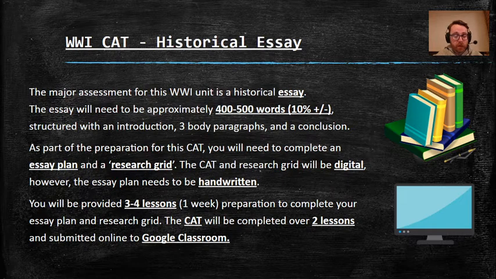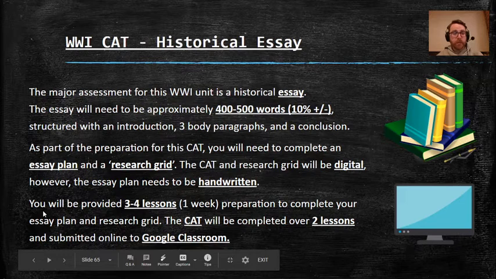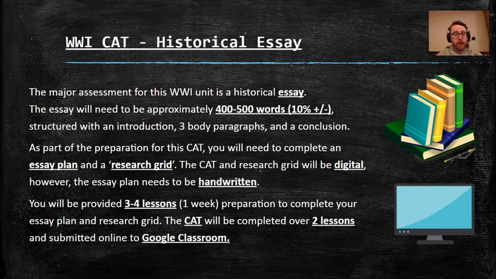So in terms of the timeline, you'll be provided 3 to 4 lessons, so 1 week, to prepare your essay plan and your research grid. At the end of week 4, you will hand in your finished essay plan and research grid. I'll be able to mark it over the weekend and give you some feedback. The essay plan and the research grid, those two items, are your DEV task. That'll be submitted at the end of week 4, and then the CAT will be completed over 2 lessons in week 5.